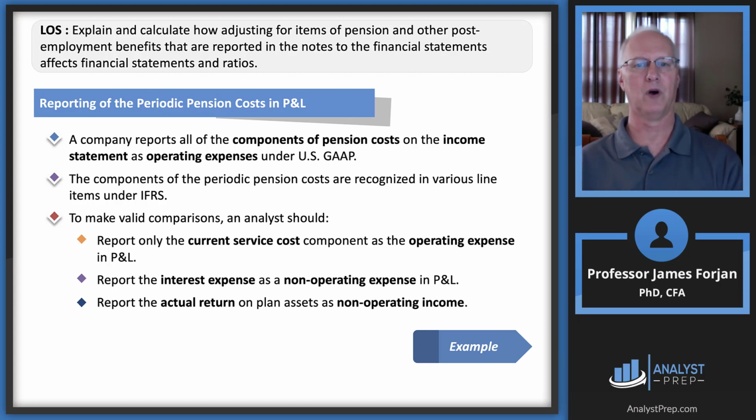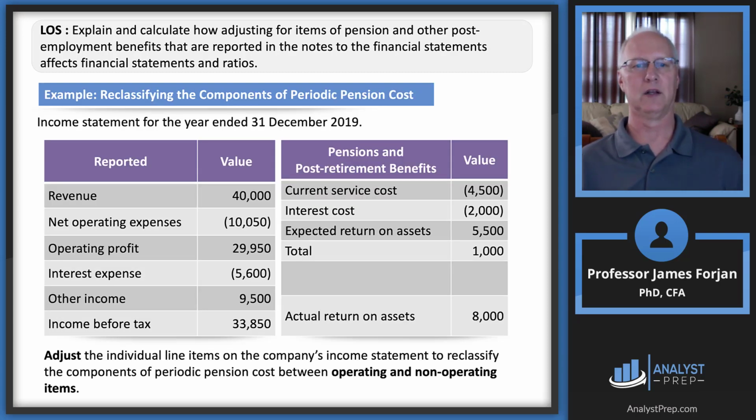All right, how about periodic pension costs? A company reports all of the components of pension costs on the income statement as operating expenses. That makes sense. However, some of those periodic pension costs are recognized in various lines under the international standards. And so here's a good lesson. Let's go ahead and do this: report current service cost, report the interest expense, and then report the actual return. Those 3 diamond points there at the bottom are really good adjustments to make.